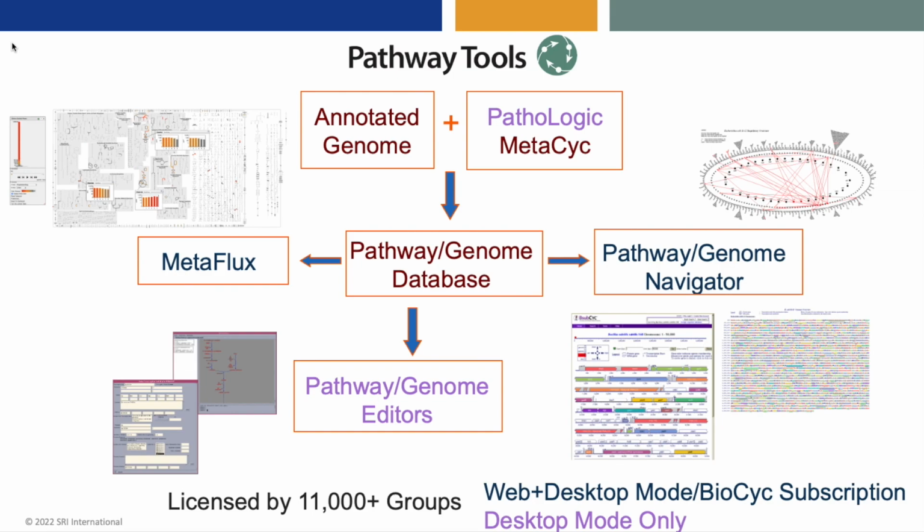Now, before I get deeper into metabolic network diagrams generated by Pathway Tools, let me give you the big picture in terms of what Pathway Tools is and how it operates. Pathway Tools is a large bioinformatics software system that can take as input an annotated genome. It can run its pathway inference component called PathoLogic and create a pathway genome database containing the genome plus the inferred metabolic network of the organism. That database can then be input to several different tools, including MetaFlux for creation of metabolic flux models, pathway genome editors for updating and modification of these databases, and the Pathway Genome Navigator, which contains search and visualization tools, including the metabolic network tool that I'll describe.